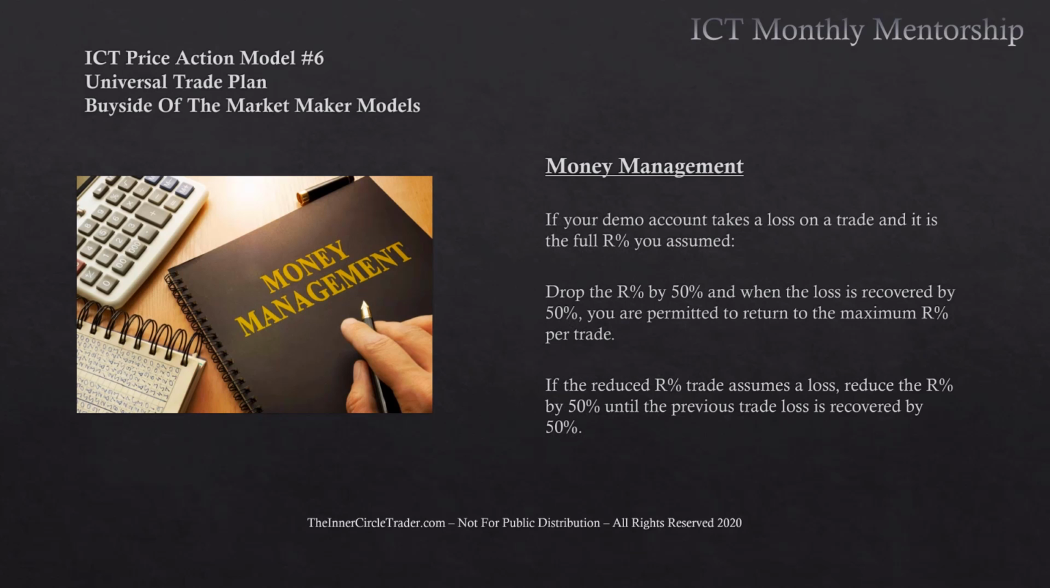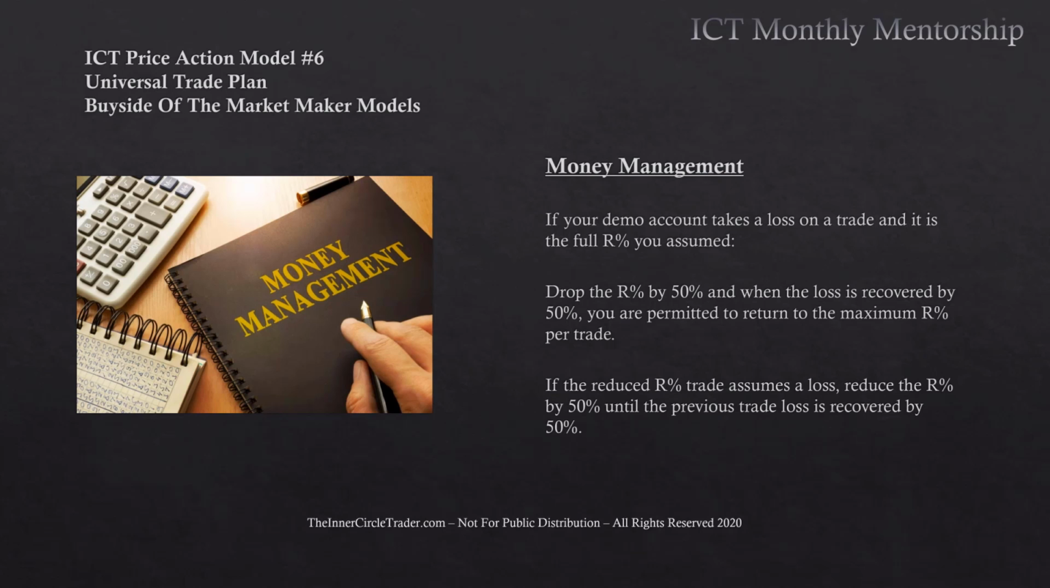If your demo account takes a loss on a trade and is at a full R% that you assumed, you're going to drop your R% by 50%, and when the loss is recovered by 50%, you're permitted to return to the maximum R% per trade. This is to say that if you lost $100, you cannot trade the same amount of leverage that you used when taking that $100 loss until you make $50 back in new profit. And then you can round back up to the same leverage you were using before you took the $100 loss.